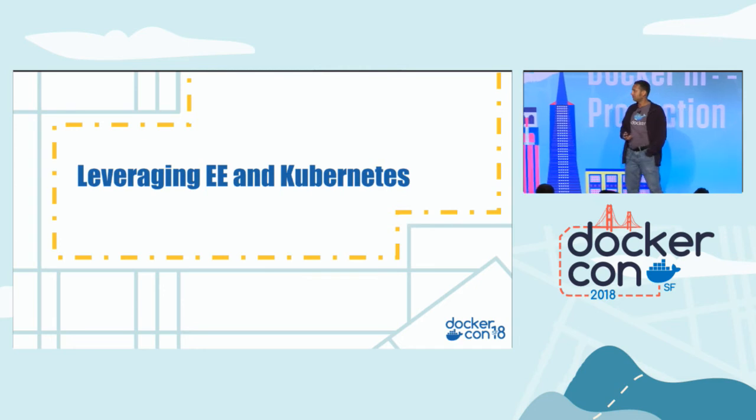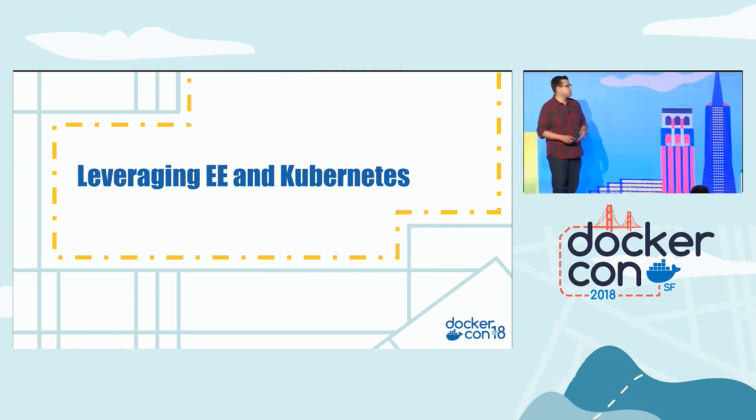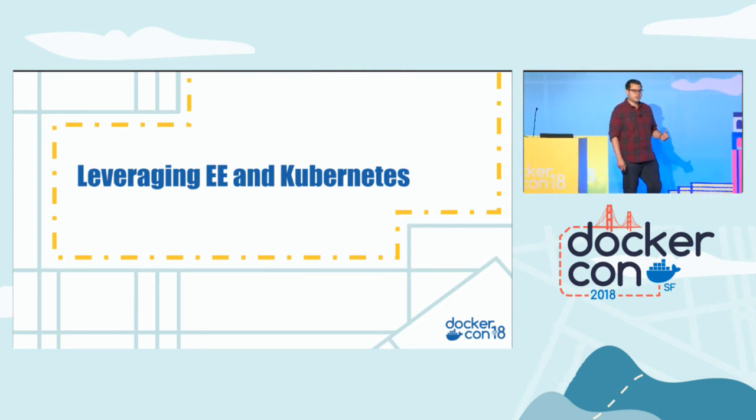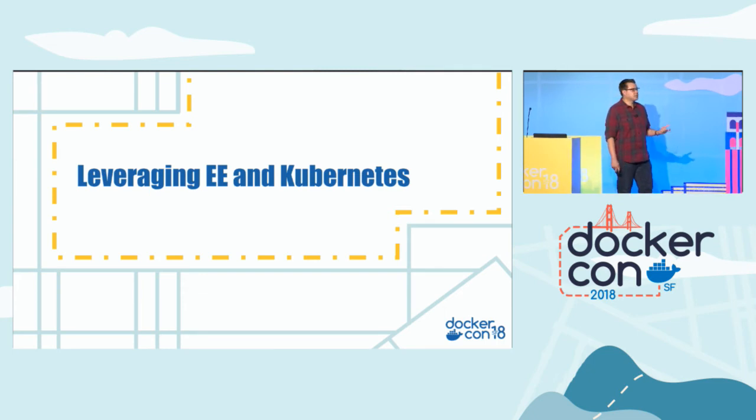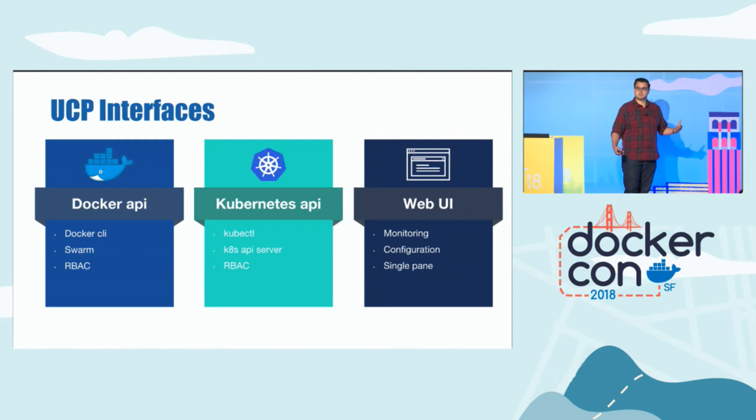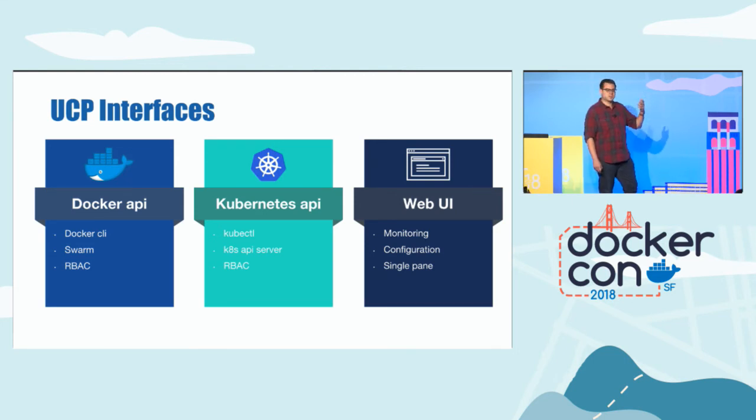Cool. So we set up a new cluster, we got everything running, we upgraded, we put some applications on it. What does that actually gain for us? What are we getting out of this migration besides obviously testing this? We used to have just the Docker API and UCP, so you can do Docker CLI commands, you can do Swarm, and of course UCP layers role-based access control on top of all those commands.